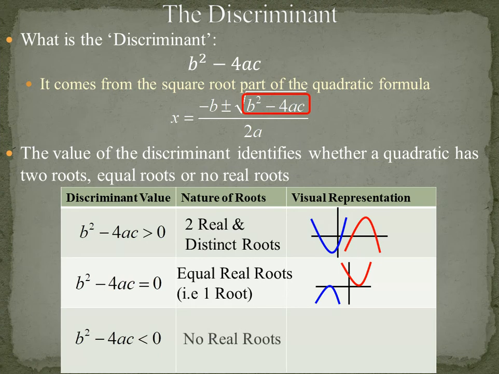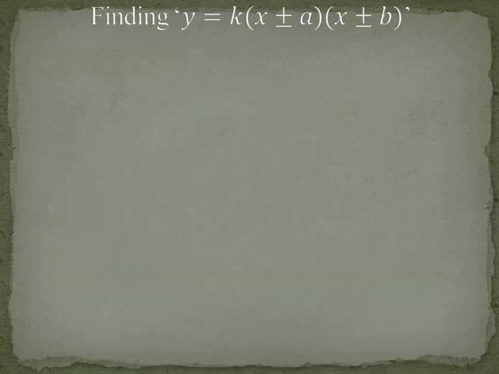And when b squared minus 4ac is less than 0, you have no real roots. And important, the word real: if you go beyond Higher, you'll learn the significance of why we say real, but you don't have to worry about that at Higher. That means the parabola never crosses the x-axis, whether it be max or min.